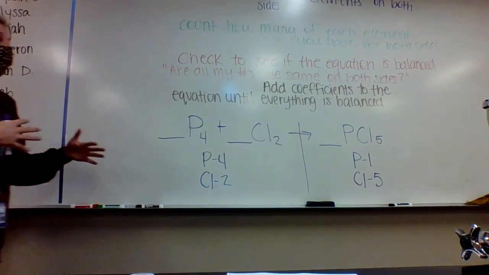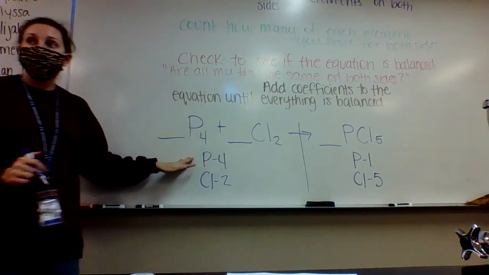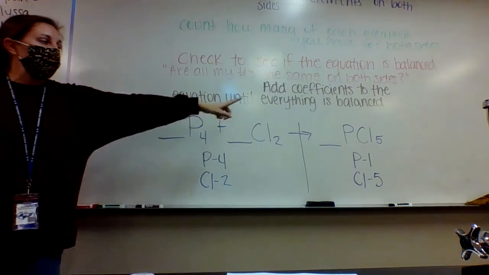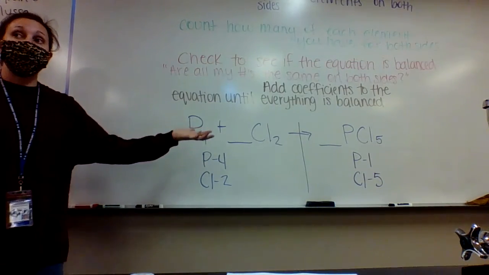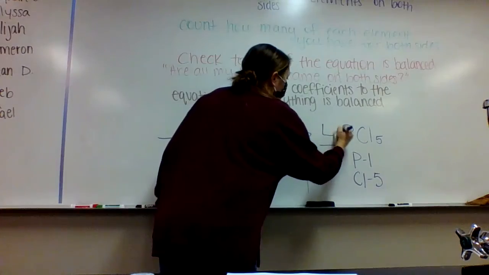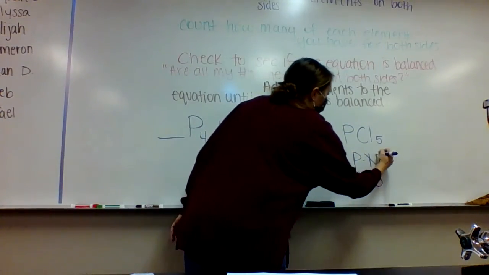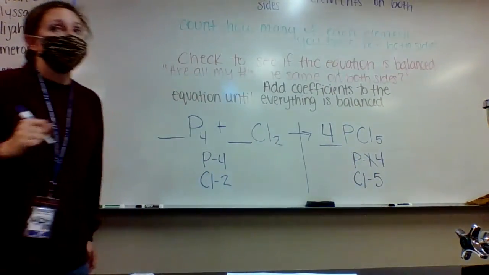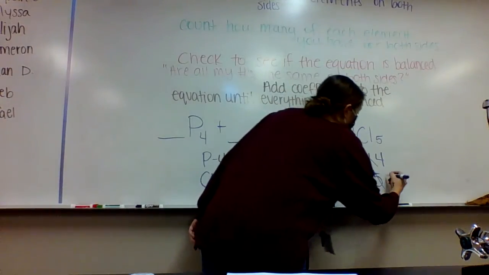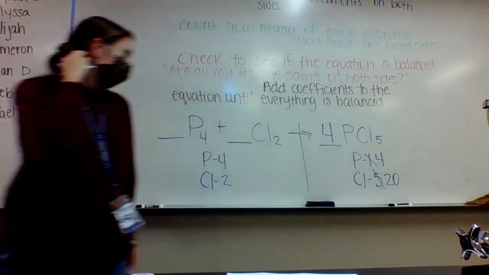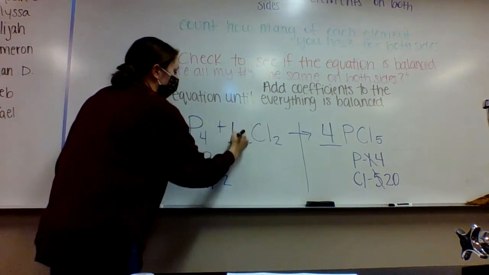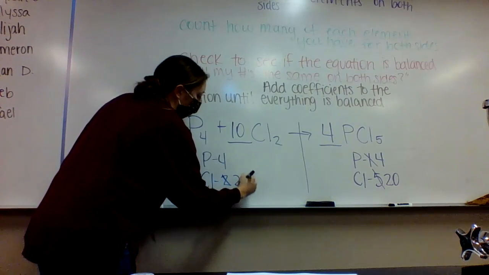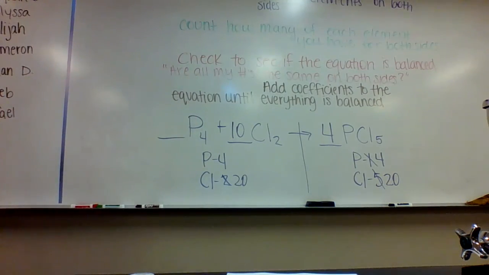Okay, let's look at our P's first. I have 4 on this side. How am I going to get 4 for my products? I'm going to have to put a 4 there, right? So if I put a 4 here, I now have 4 P's, but how many Cl's do I have? 20. Okay, my P's are good. How do I get chlorine to 20? Put a 10. Okay, that's a big number, but it works. So don't freak out if you get a big number. That's why I did this example.